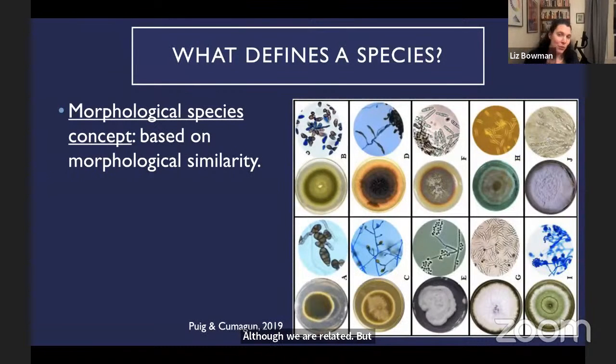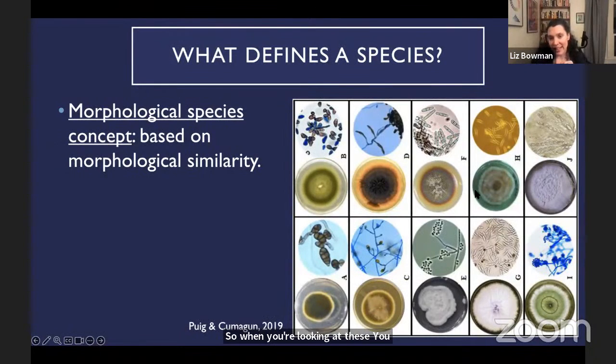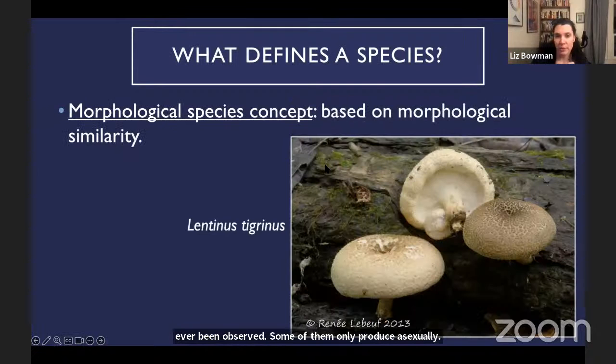But for fungi, it's a little difficult. I'm probably going to get this wrong, but I think chimps and us have 3% DNA difference, I believe. But if you were to look at two fungi that only have 3% difference in DNA, they could look pretty similar. So when you're looking at these cryptic species that don't produce mushrooms, and some of them don't have any sexual states that have ever been observed, some of them only produce asexually, it's hard to discern these morphological differences.